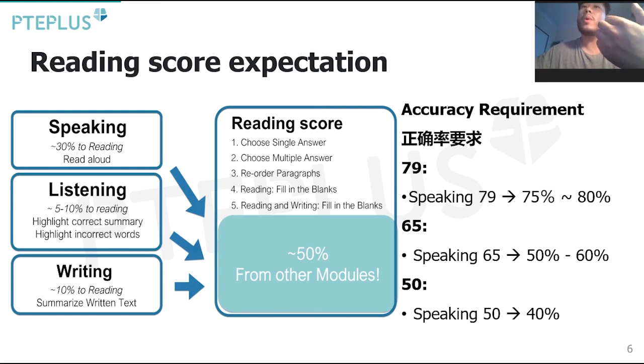I have to reiterate once again that your reading score only comes from your reading section, or only 50% of it comes from the reading section. The other 50% comes from the other modules, like speaking 30%, listening 5 to 10%, and writing 10%. So the requirements we have for the reading module is that for you to do well, we need your speaking score to be between these different criteria. So if you want 65, you need 50 to 60% for your speaking score. If you want 79, you want between 75 to 80% for your speaking score. And if you want 50, you want around 40% for your speaking score.